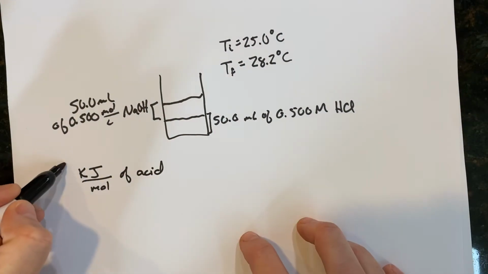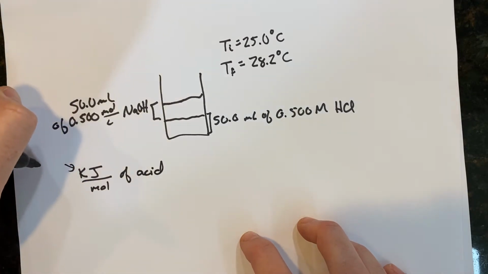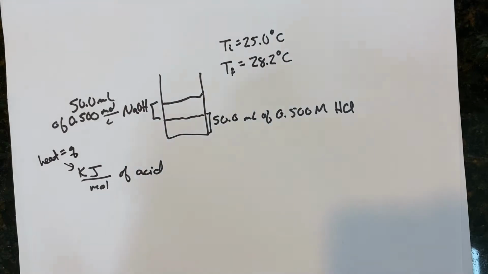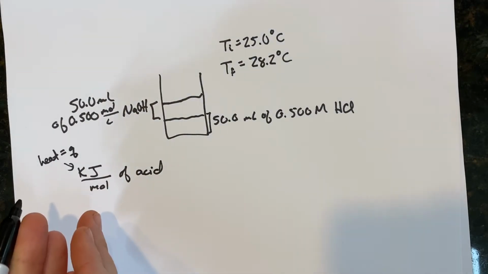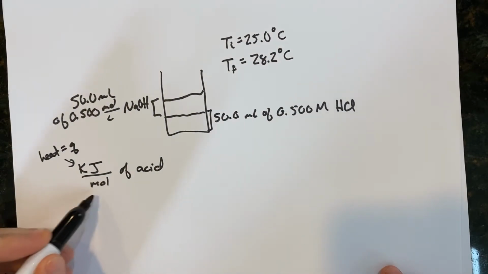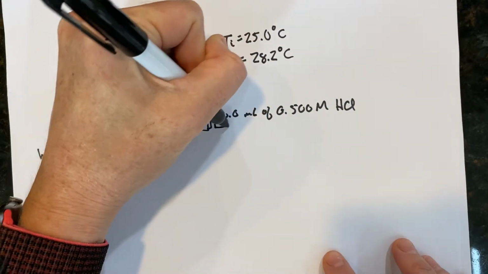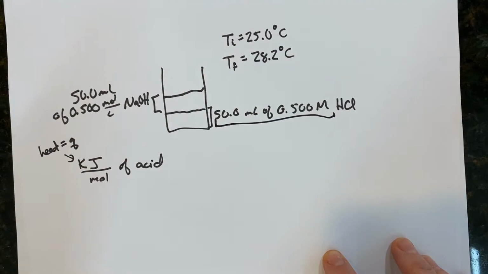So kilojoules is a unit of energy, right? We're looking for heat here. That's going to be our Q. So let's figure out how much heat we had in this reaction, and then we can compare that to the number of moles of acid. One of the first things that I like to do, because it asks for moles of acid, is figure out how many moles of acid there were.